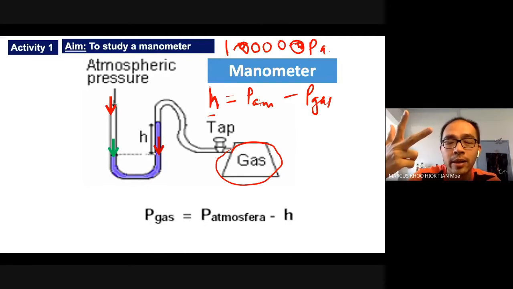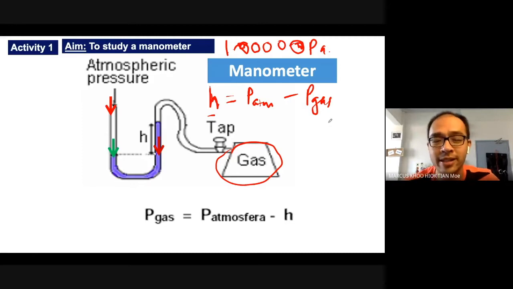Well, there can be another way, like maybe gas pressure cheating, or atmospheric pressure cheating. But let's not talk about this. Science is very fair to us. It's not like humans. Humans are always cheating us.